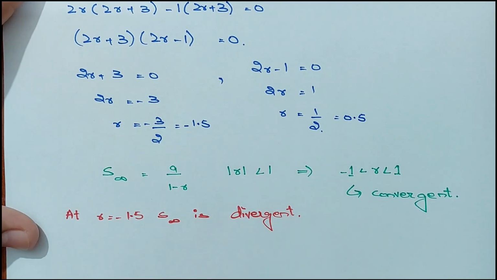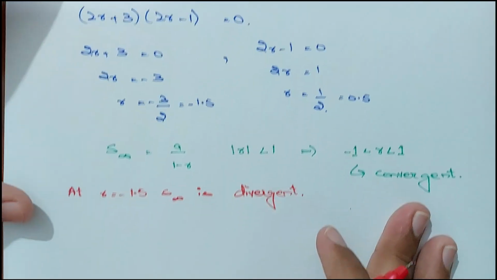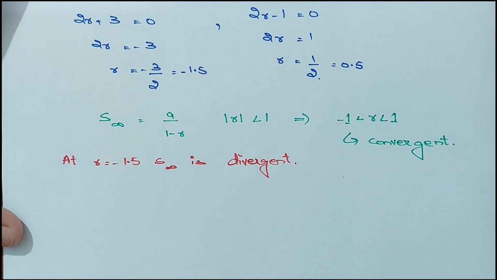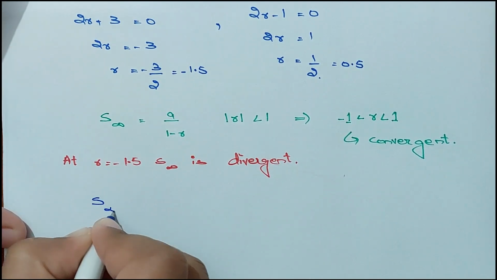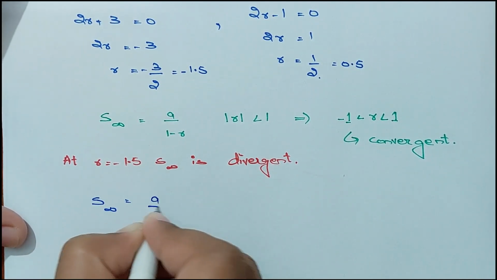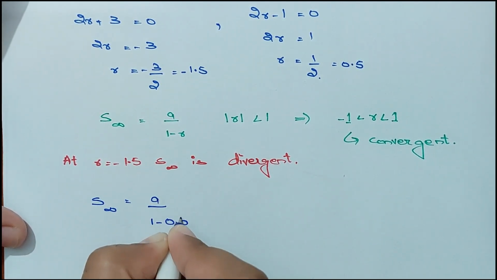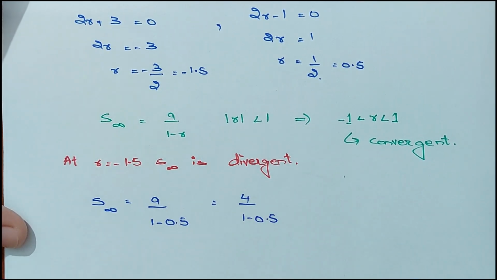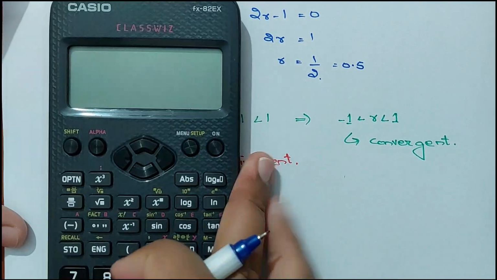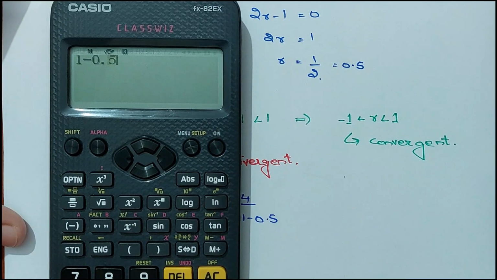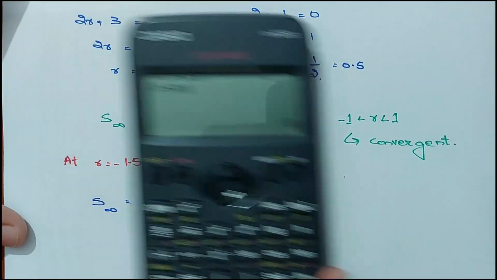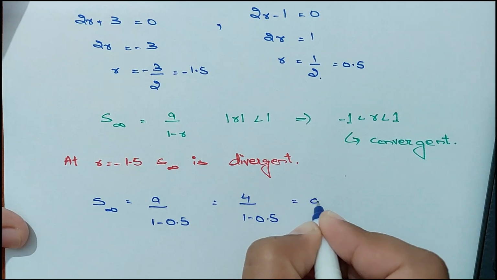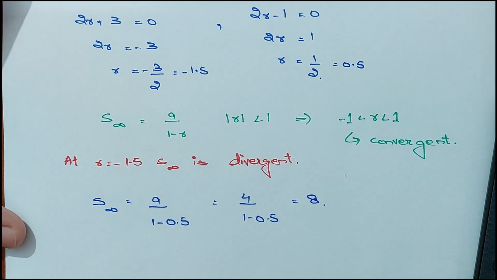Right, and we have to find the sum to infinity for the convergent progression only. So we have to find the sum to infinity when r is 0.5. So a over 1 minus 0.5. The value of a is 4, so 4 over 1 minus 0.5. Let me simplify. 1 minus 0.5, and 4 divided by that, the answer is 8. So the sum to infinity is 8.